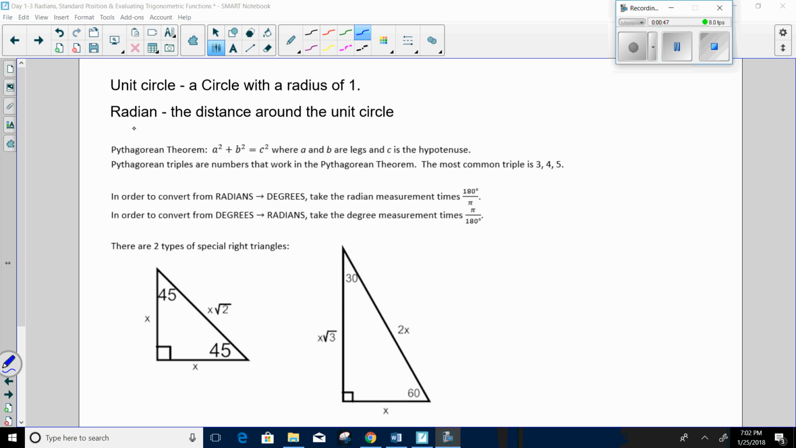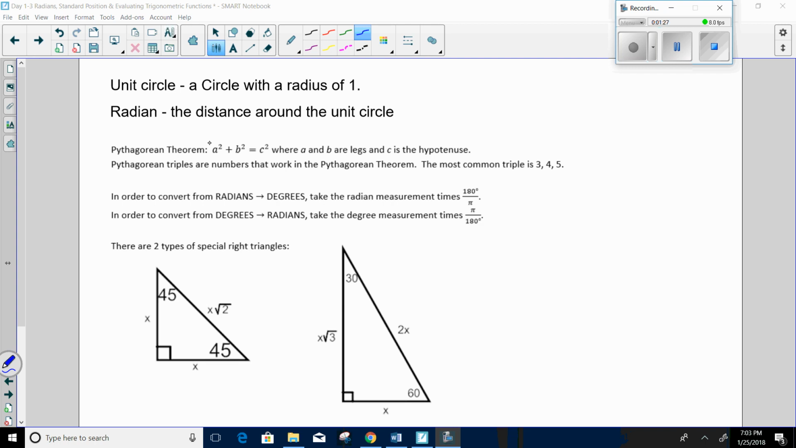Now, the next one, and most of you may have heard of the word radian, but a lot of students aren't familiar with radians. What a radian is, it's the distance around the unit circle. So essentially it's the circumference. So the circumference around the unit circle is going to be 2 pi because it's 2 pi r. Circumference is 2 pi r. So the radius is 1. So it's 2 times pi times the radius, which is 1. Okay. So that's what a radian is. It's the distance around the unit circle. Essentially, it's the circumference around the circle.